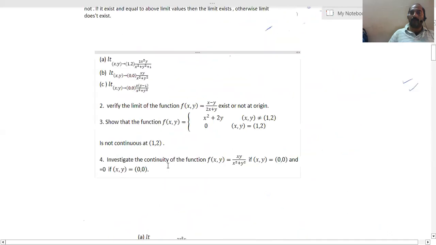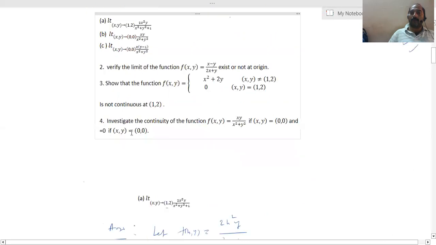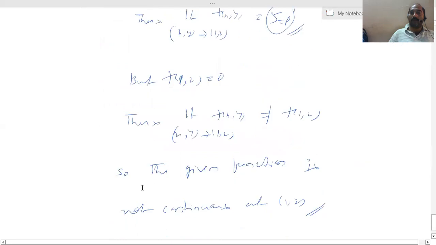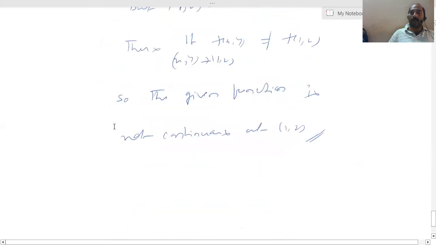Investigate the continuity. Last problem also investigation of continuity. Here also, so I verified for the second one. Okay, this is the third one, continuity. Investigation of continuity, similar problem. This problem is also not continuous because the limit does not exist.